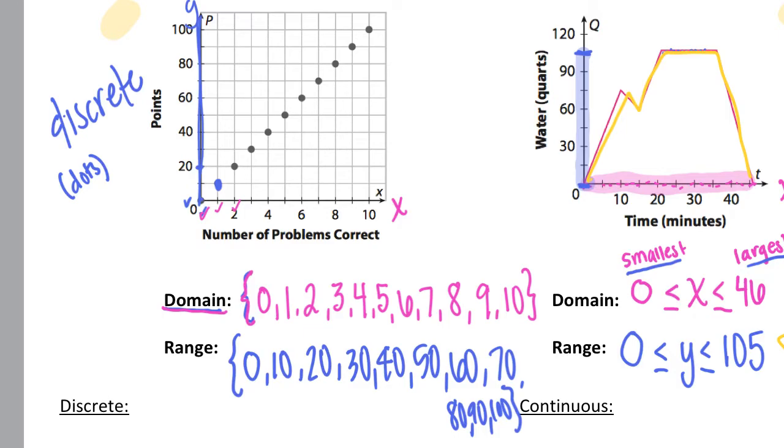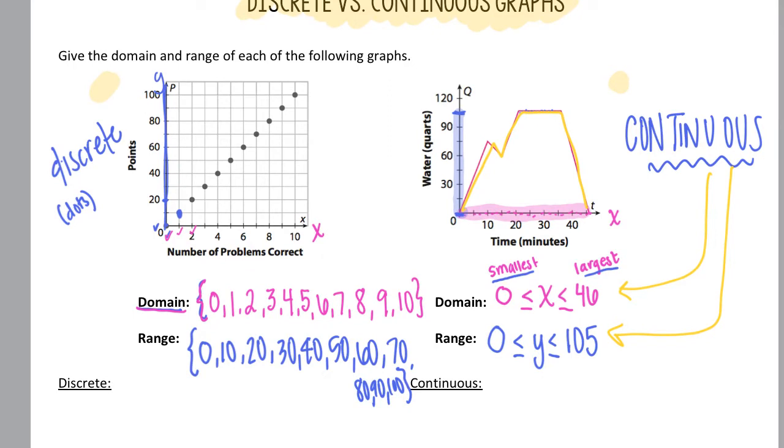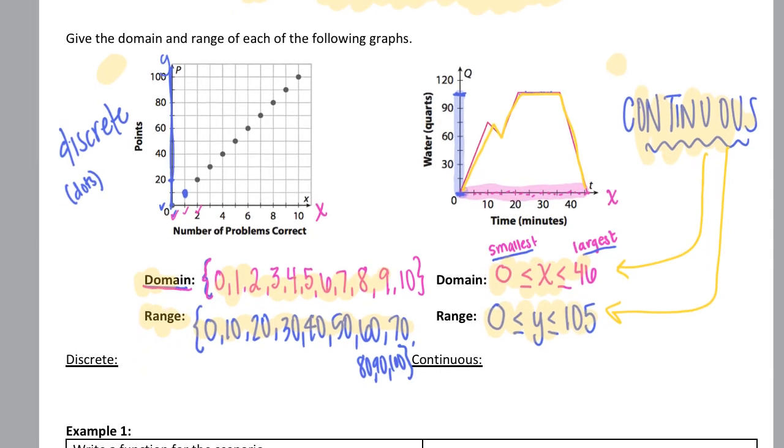So the main thing I want you to understand here is that when you're finding the domain and range of discrete and continuous graphs, they're going to look different. So discrete graphs look like a list of numbers when you're finding the domain, like this and like this, whereas a domain and range of a continuous graph are going to be written as inequalities. So let's sum that up down below where we have these words discrete and continuous.